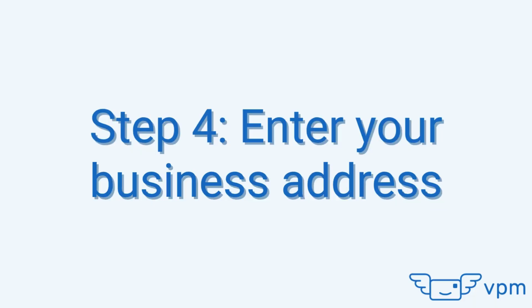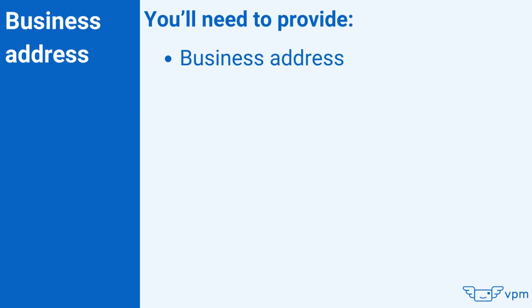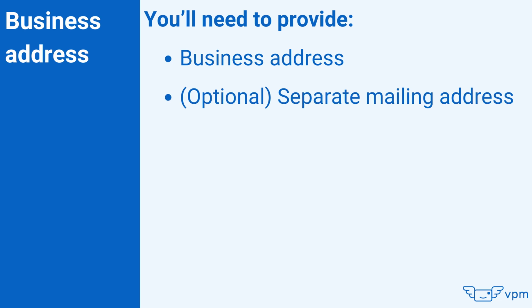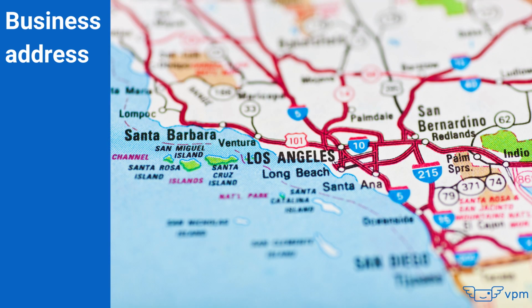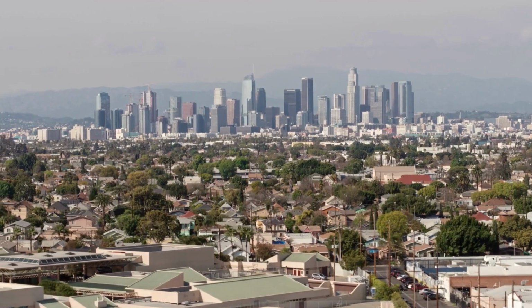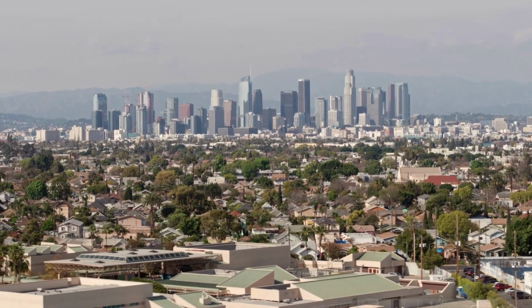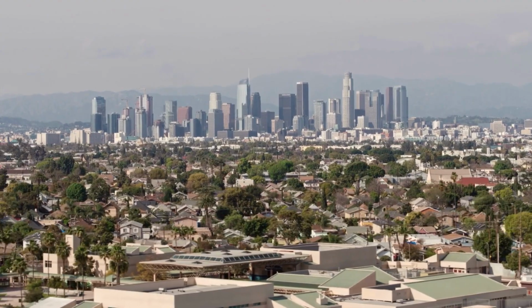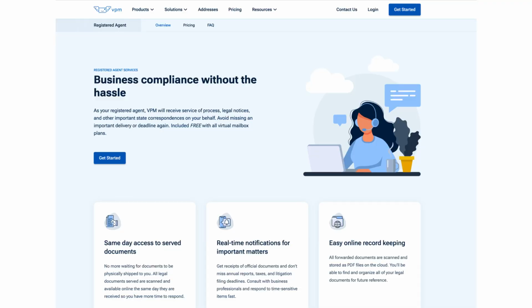Step 4. Enter your business address. You'll need to provide a business address or an optional separate mailing address. Both must be located in California and both must be street addresses. Again, PO boxes are not accepted. A tip: if you run your business remotely, use a commercial address provider that complies with California regulations. We recommend checking out VirtualPostMail, or VPM, a popular option that meets state requirements.